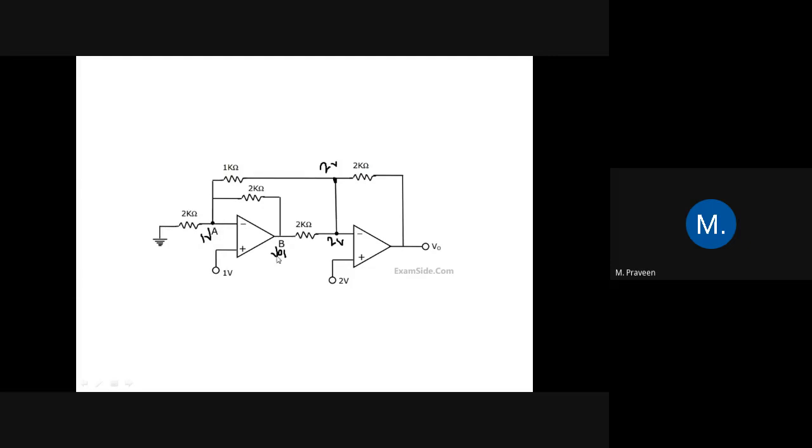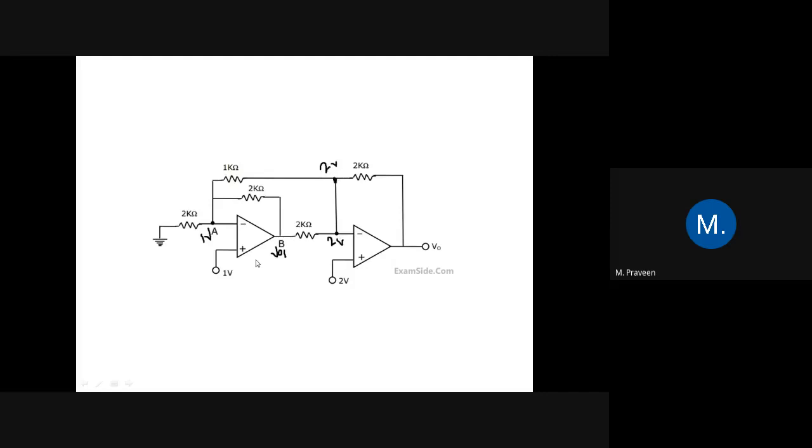First we have to find the output of the first section, that is the output V naught of 1 of the first op-amp. If we know the output of the first op-amp, then we can easily find V naught. Here it is 2 volt and here also it is going to be 2 volt. Due to the ideal op-amp, the voltage at this node and this node both are going to be the same. Therefore, here also it is going to be 2 volt.